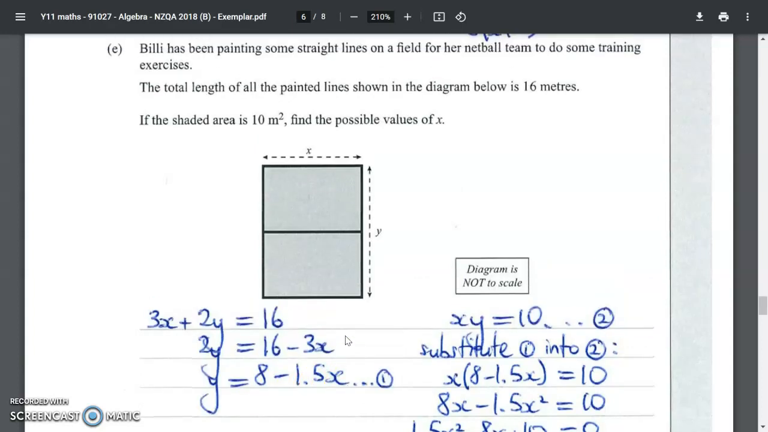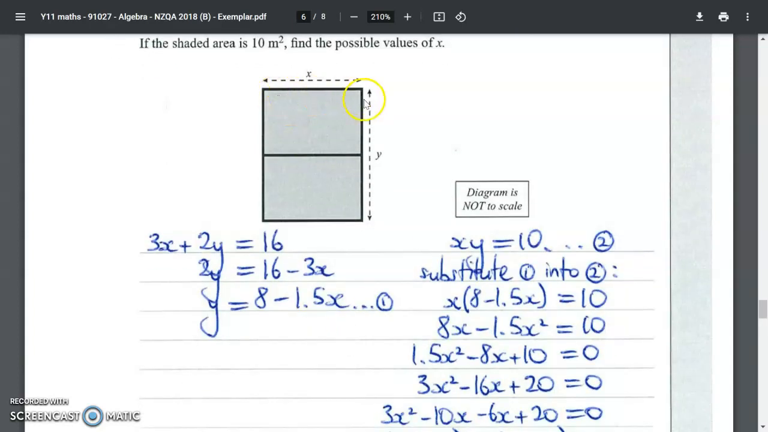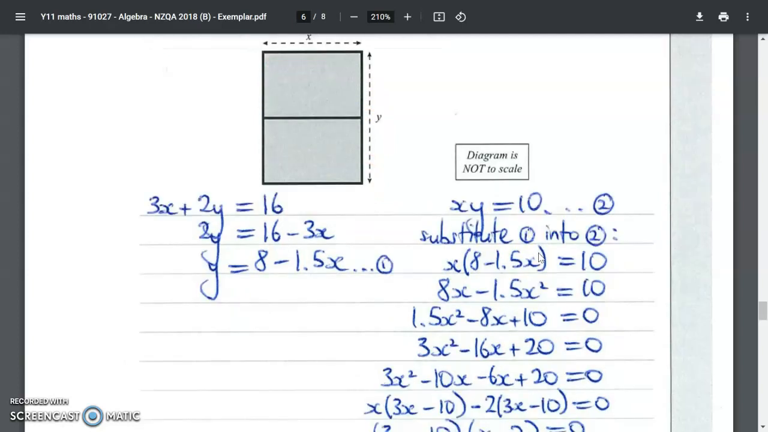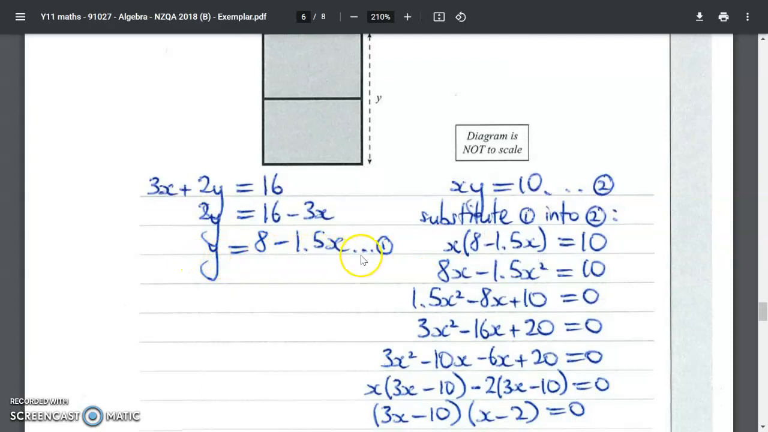And we also know the area is 10, so that therefore base times height, x times y equals 10. Now what we can do is we can take this equation here, number 1, and substitute it into equation number 2, this equation up here.